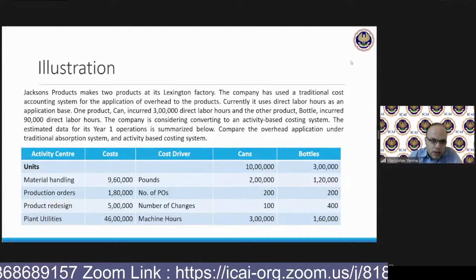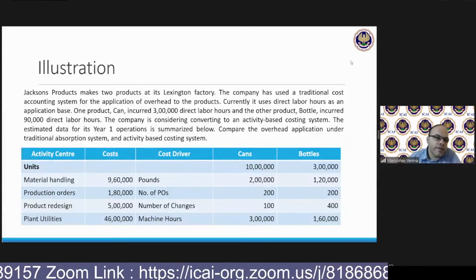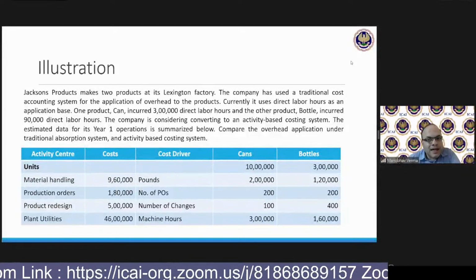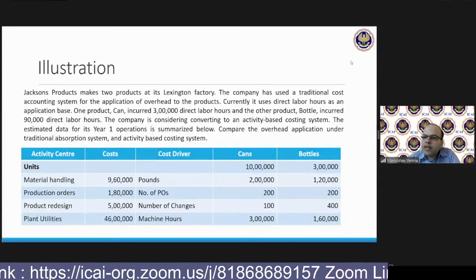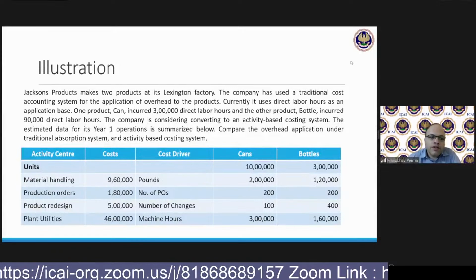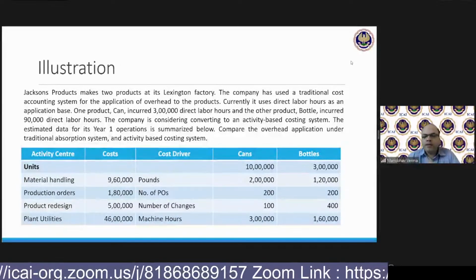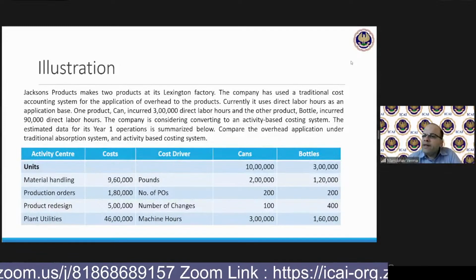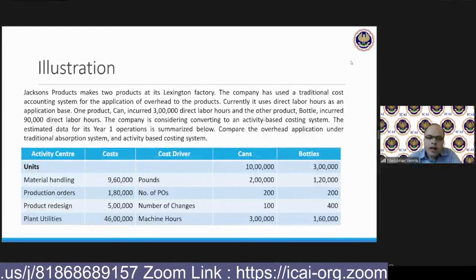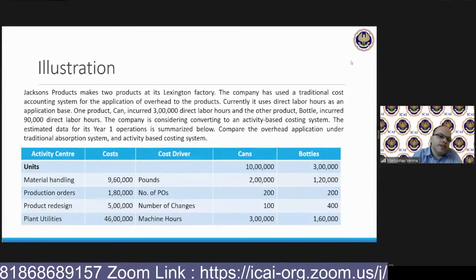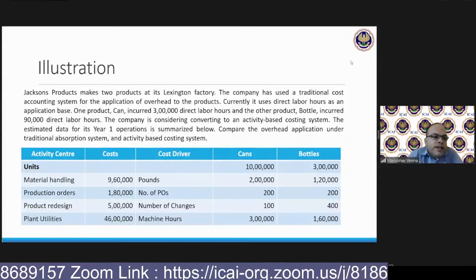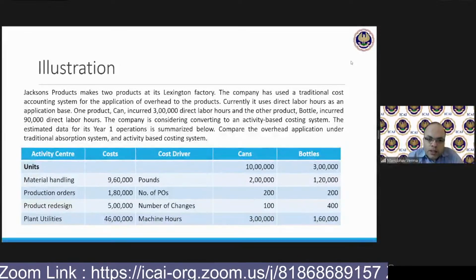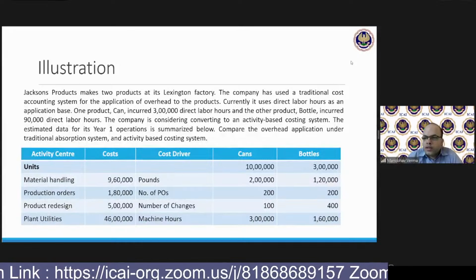So they're talking about two products. One product, which is cans, incurred 300,000 or 3 lakhs direct labor hours. And the other product they are making is a bottle, which involves 90,000 direct labor hours. The company is considering converting this to an activity-based costing system. The estimated data for year one operations is summarized for your reference. What we need to do is compare the overhead application rate under the traditional absorption system and the activity-based costing system.